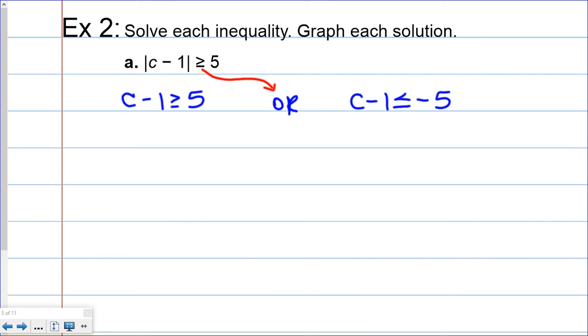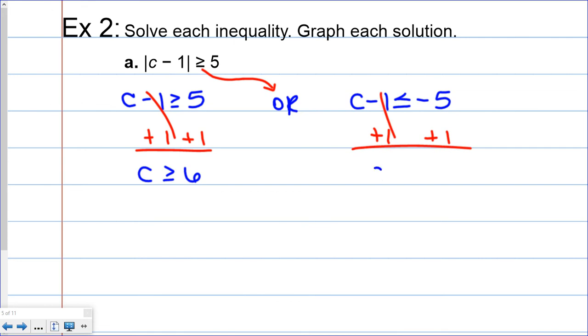All right, now then, go ahead and solve. Solve the first one, add 1 to both sides. Cancel, and c is greater than or equal to 6. On the right side over here, add 1 to both sides. Cancel, and c is less than or equal to -4. Now remember, you have an or right there.